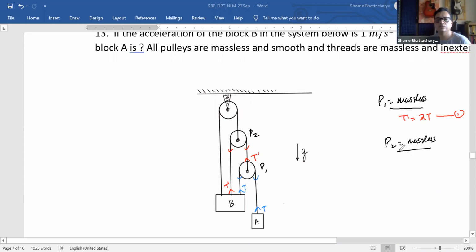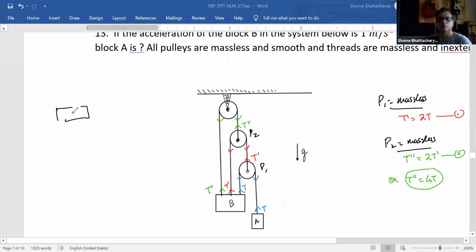Okay, so if the tension in this string is, let's say, T double prime, then T double prime is equal to 2 times T prime. So that's this equation, or T double prime is becoming 4 times T from these two equations. Okay, so now you look at the free body diagram of block B. So the net tension acting on it is T double prime plus T prime plus T, which is 7T.